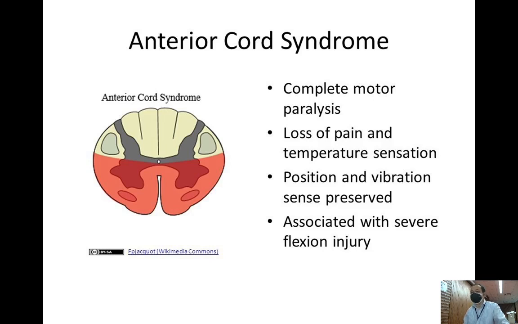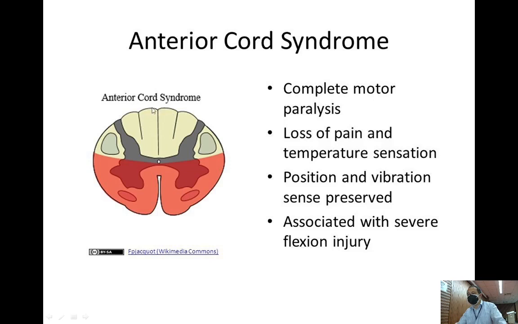Before I come to Brown-Séquard Syndrome, let us look at the involvement of different parts of the spinal cord. Here it is just the anterior part which is involved. Anterior cord syndrome: complete motor paralysis, because it involves the anterior horn and of course the white matter, and loss of pain and temperature sensation, because these fibers in the anterior spinothalamic tract will be involved. Position and vibration sense is preserved.